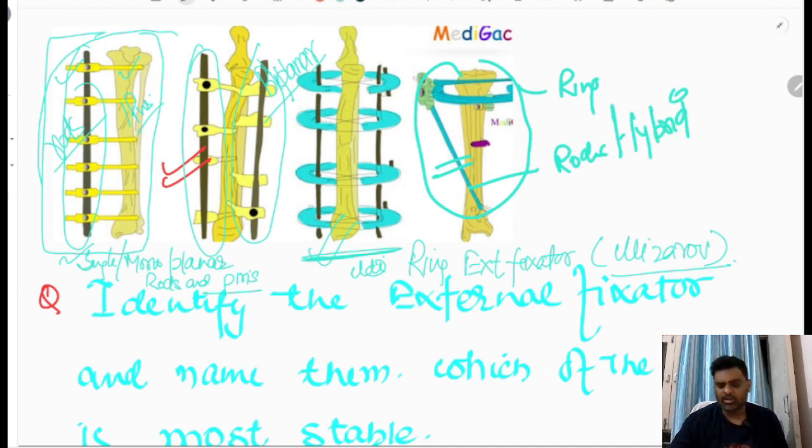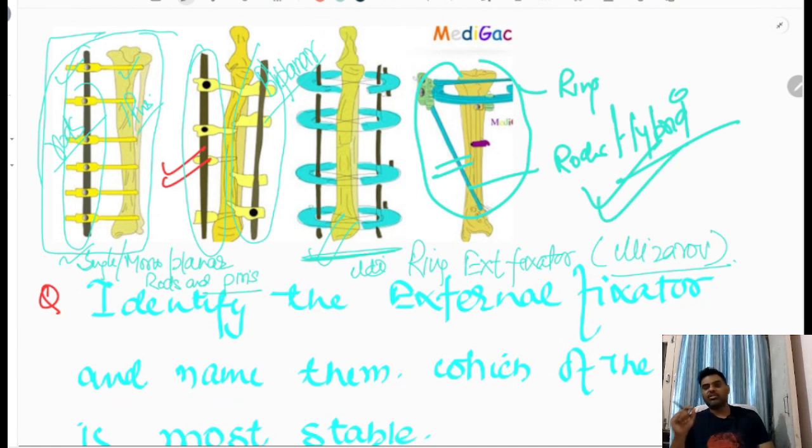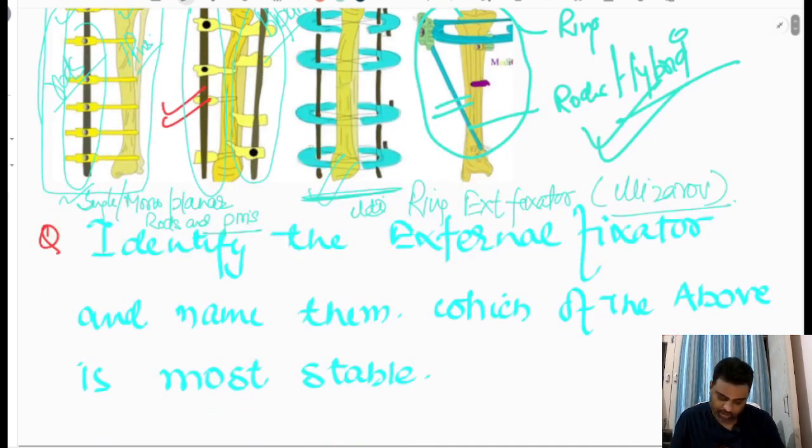So in NEET, once a question was asked, out of these four external fixators, which is most stable? So hybrid external fixator, that is ring plus rods and pins, has the maximum stability, followed by the ring external fixator, followed by the biplanar. And if they ask which is the least stable, then the answer will be monoplanar rods and pin external fixator. Okay.